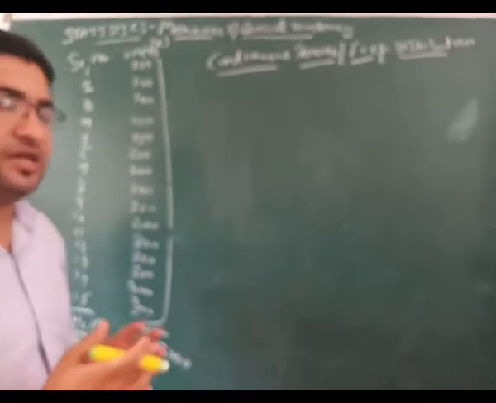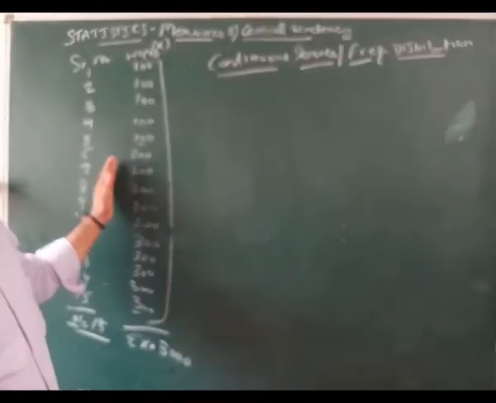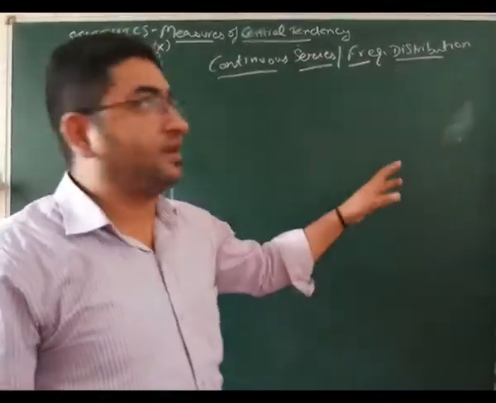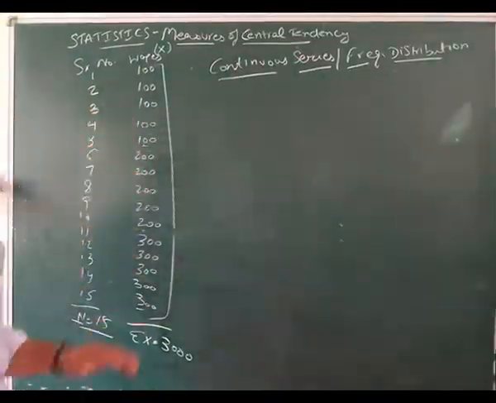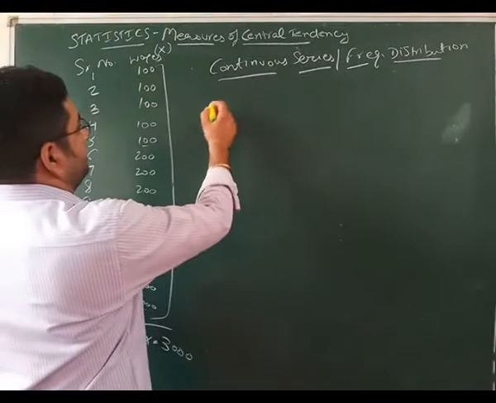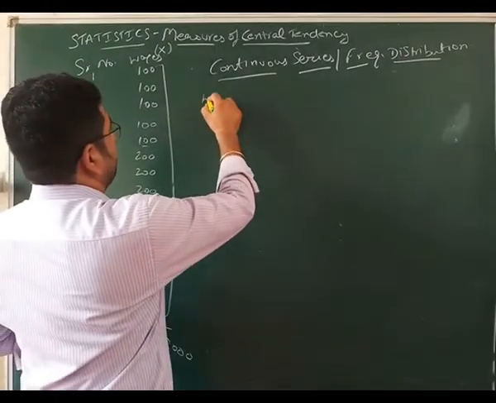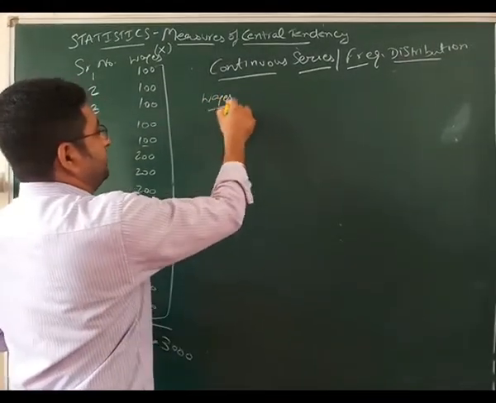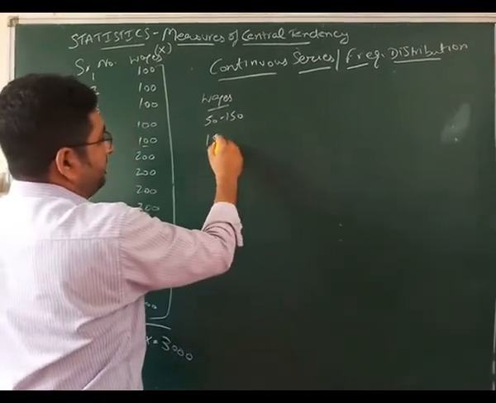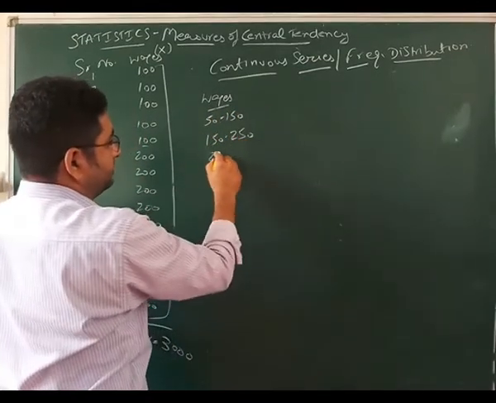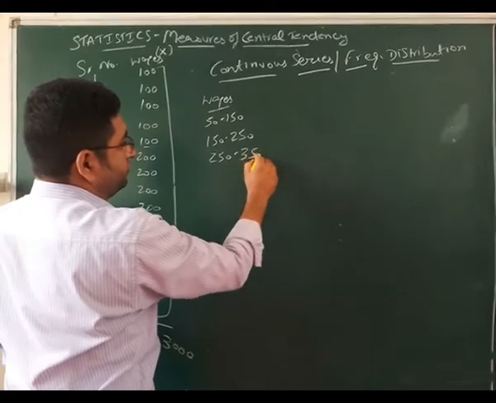Now what does it say? How we convert from individual series or frequency array to frequency distribution, I'll teach you later in the chapter. I am showing you directly right now how it will be made. If I say my wages will range from 50 to 150, 150 to 250 and 250 to 350.